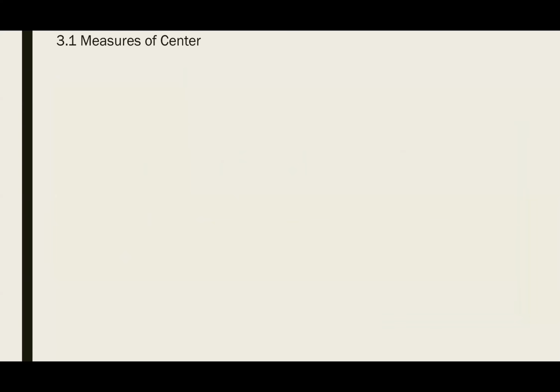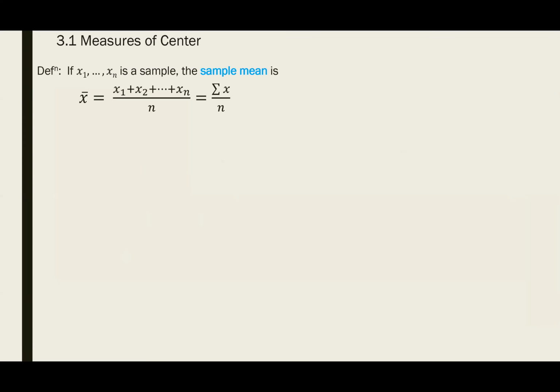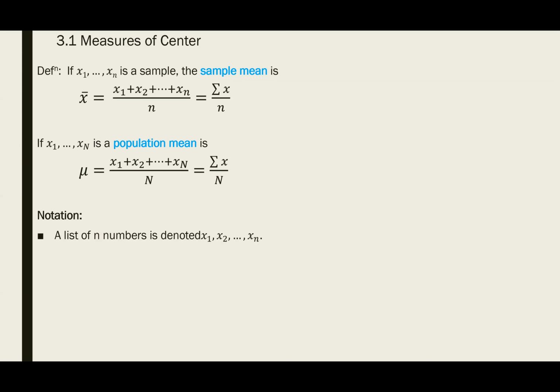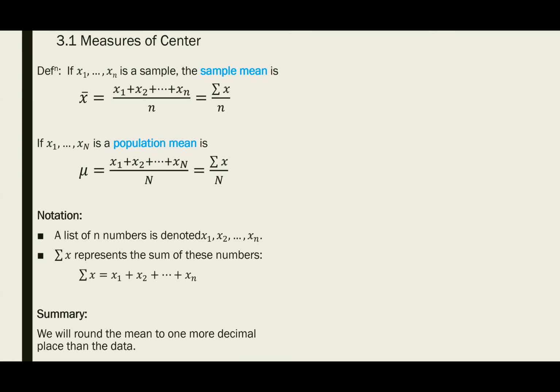So 3.1, what we have is we want to measure the center of our data, and for the center of the data, we will have the mean. To find the mean, if you remember how to find the average, that is basically the mean. They just changed it. Instead of find the average, it is find the mean. So to find the mean, all you need to do is take each of your data, add them up, and divide it by the total number of data.